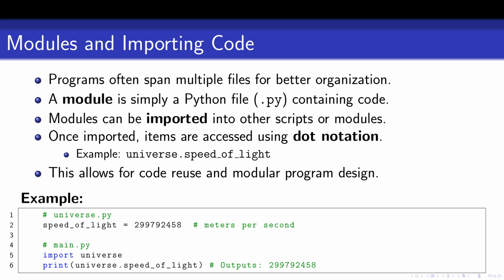For example, if you define a constant like the speed of light inside a file called universe.py, another program can import universe, and then access that constant with universe.speedoflight. This separation allows for cleaner design, encourages reusability, and lets you share common functionality across multiple projects. Modular programming is one of the most effective ways to manage complexity as your Python projects scale.